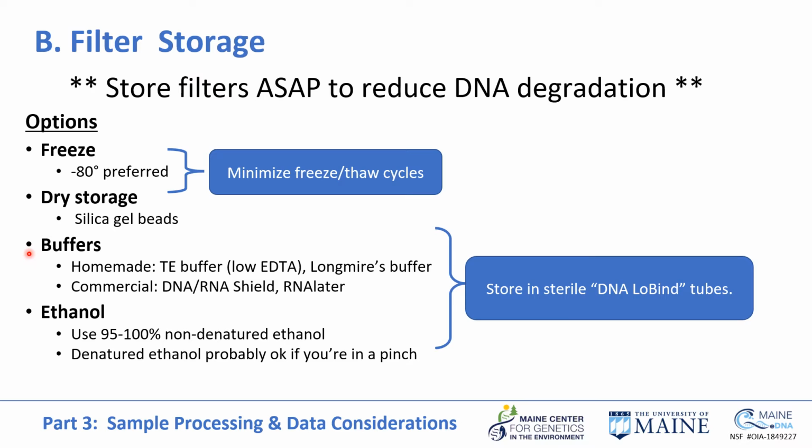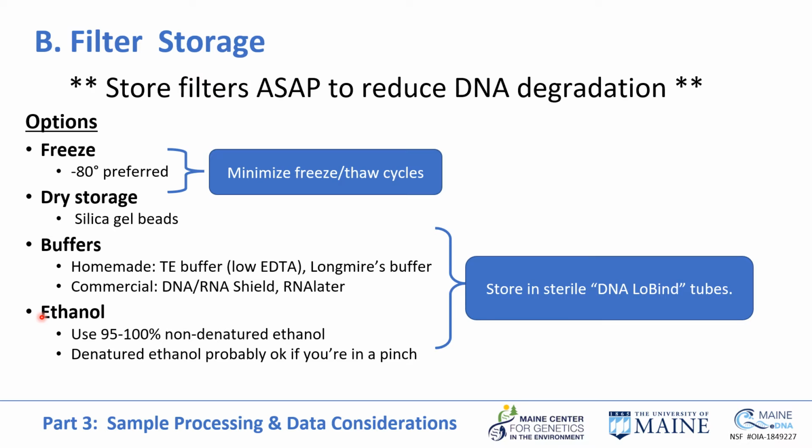So if you choose to go with a buffer, the logic behind buffers is that you're going to include some chemical that's going to reduce the effectiveness of DNases. So DNases are enzymes that degrade DNA. One of the most common chemicals that does this is EDTA. If you'd like to make your own buffer, there's several recipes out there. Just Google, for example, TE buffer, low EDTA, or Longmire's buffer. Those have all worked well for me. Or you could buy your buffers online, and here's just a couple options.